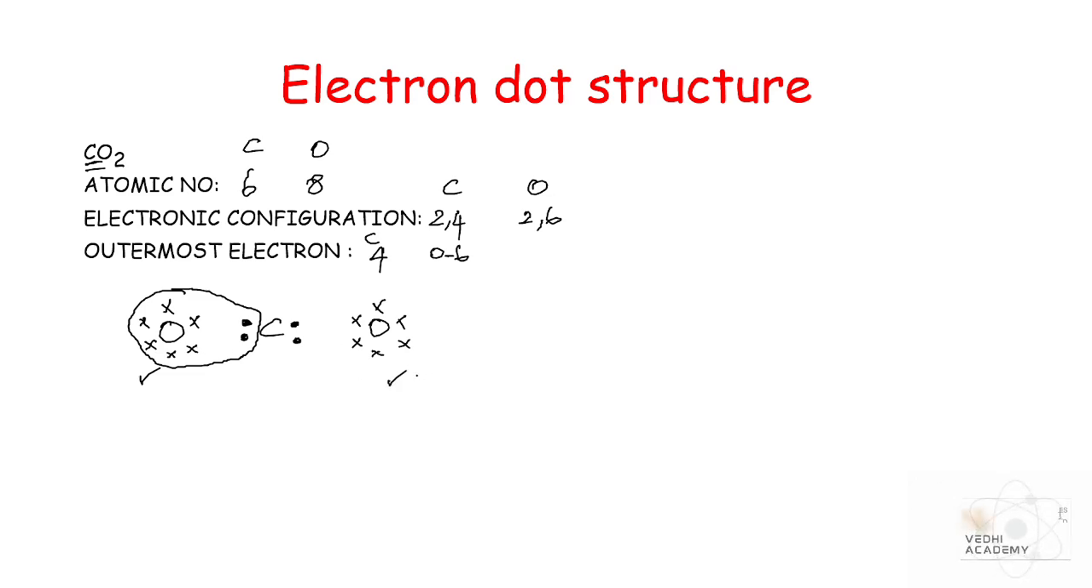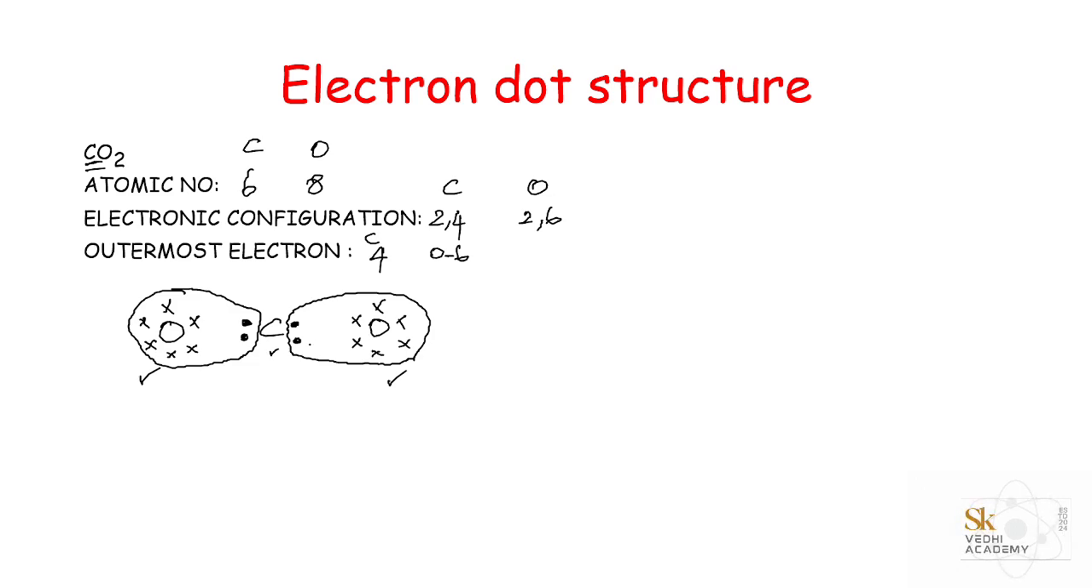Now coming to the other side, the oxygen has 6 electrons, it needs 2 more to get its stability, so 2 from the carbon atom. Look into the circle, there is 1 element and 8 electrons in its outermost shell. Now both the oxygens are stable.